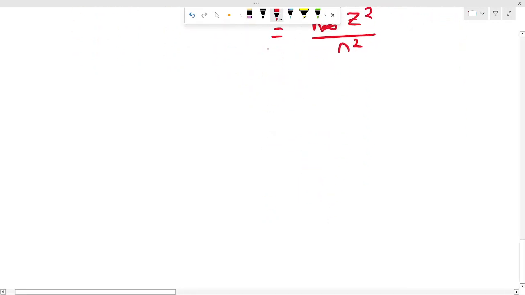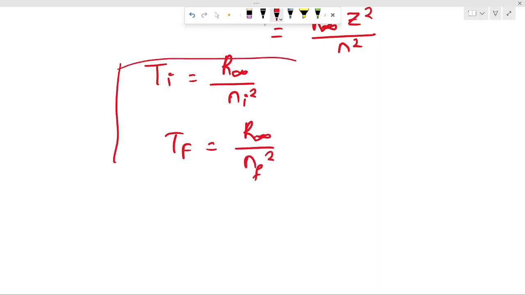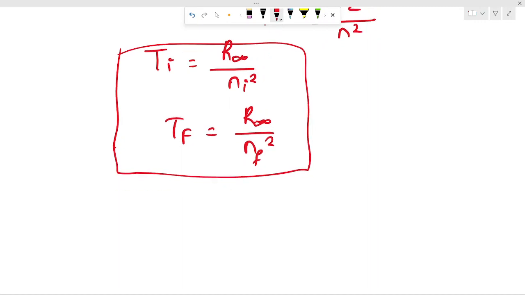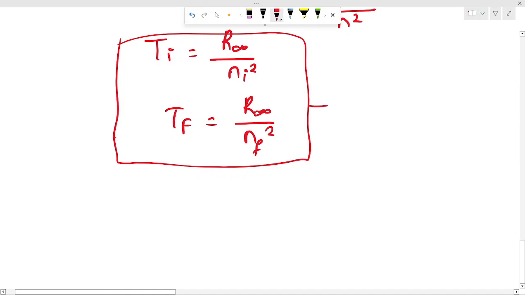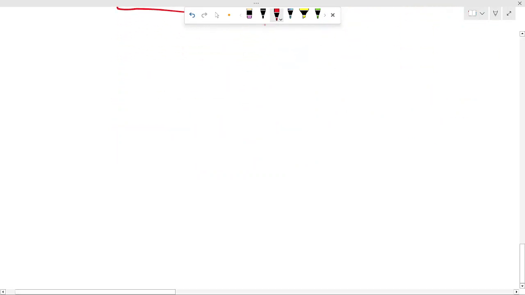So I can write T_i as R infinite upon n_i square, because I am talking about T_i. Similarly, if I talk about T_f, it will become R infinite upon n_f square. Make it a box. This is the term value expression. Remember, this is the term value expression.